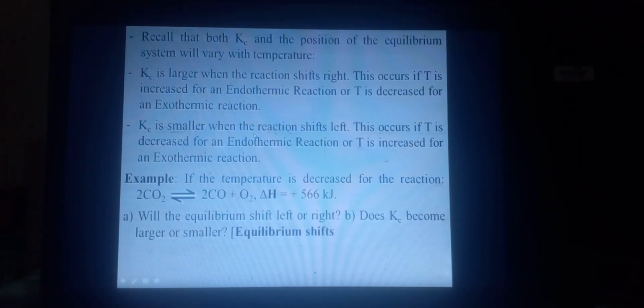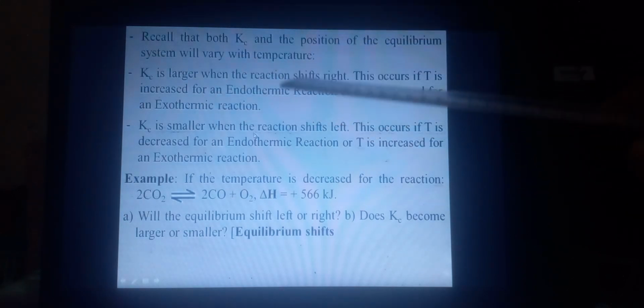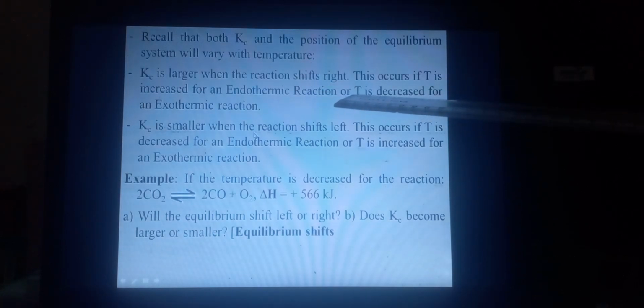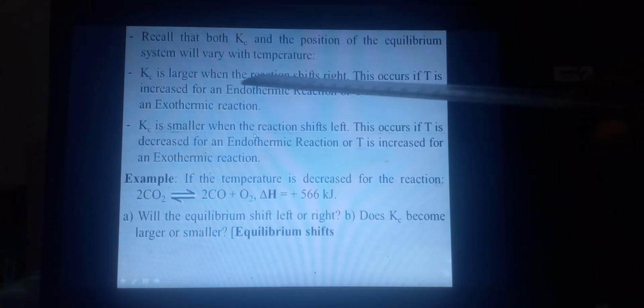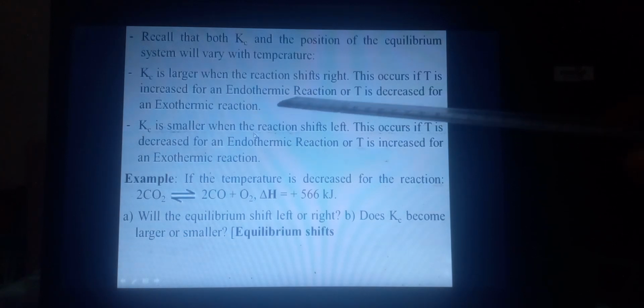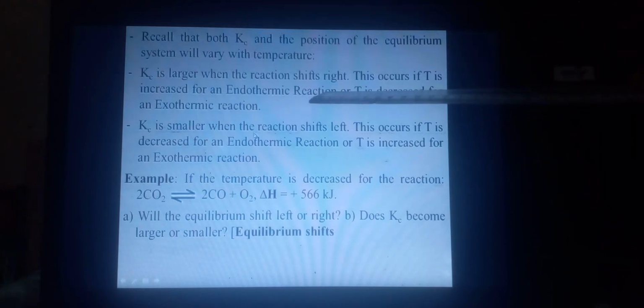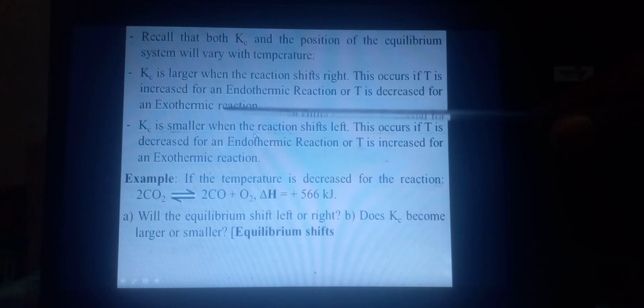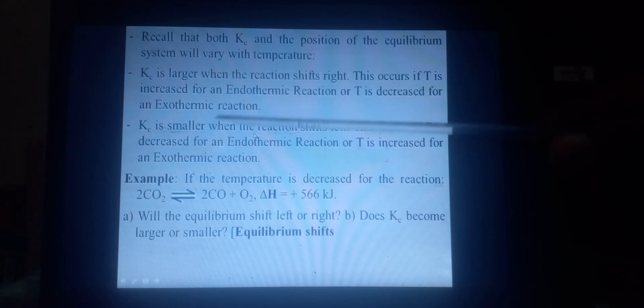So they are saying, how can you compare the value of Kc and equilibrium position when temperature varies? Kc is larger when the reaction shifts to the right. This occurs if T is increased for an endothermic reaction or T is decreased for an exothermic reaction. Remember, you're talking about the forward reaction. Kc is normally larger if T is increased for an endothermic reaction or T is decreased for an exothermic reaction. So remember, this one is the opposite now.